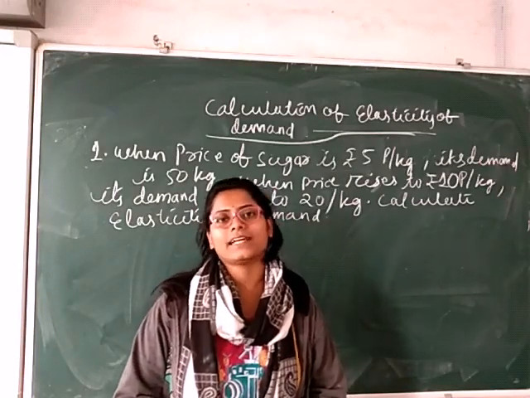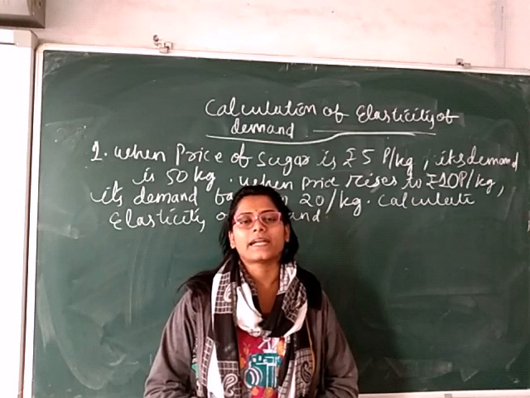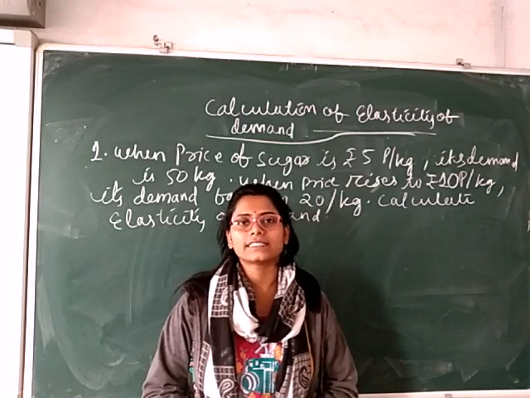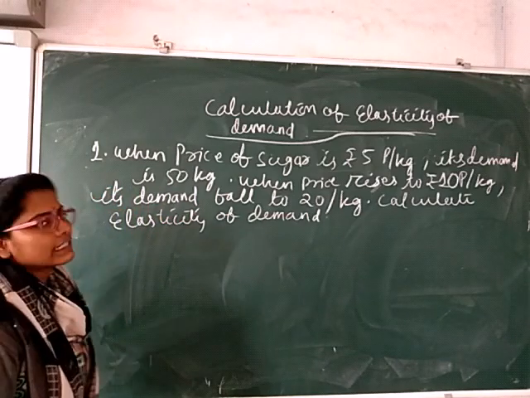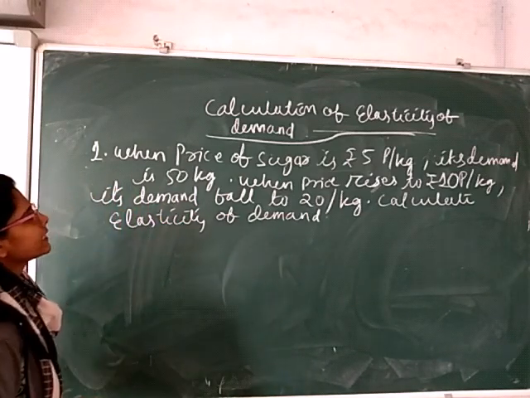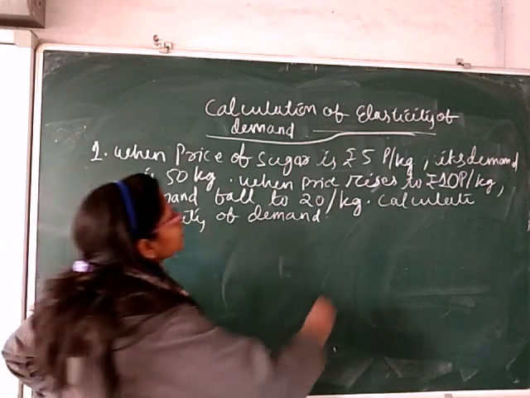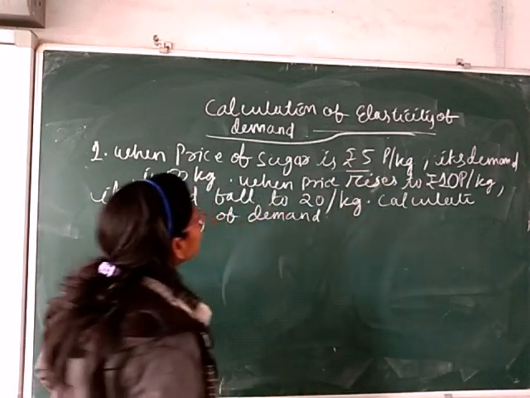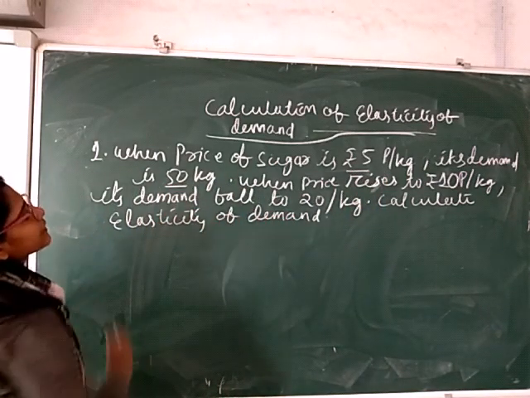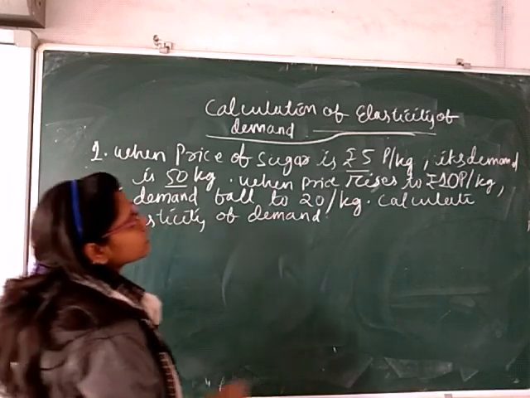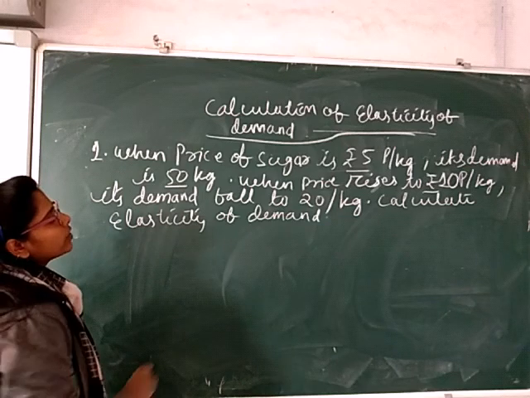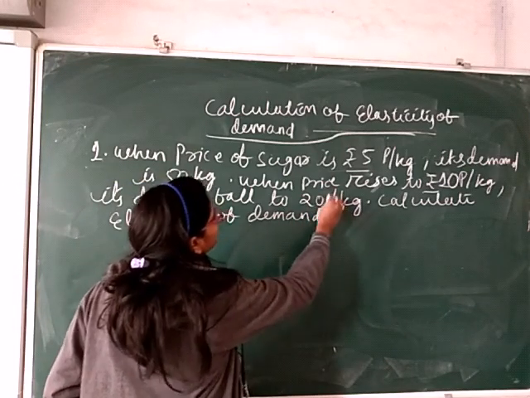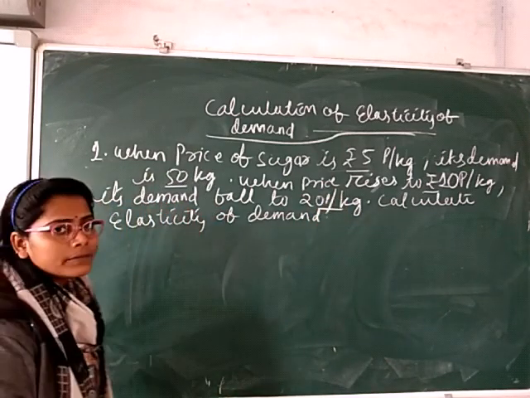Welcome to economics classes. Today we will discuss some practical problems related to the elasticity of demand. This is the first question related to the elasticity of demand. The question is, when the price of sugar is rupees 5 per kg, its demand is 50 kg. When the price rises to 10 per kg, then its demand falls to 20 kg. So calculate the elasticity of demand.